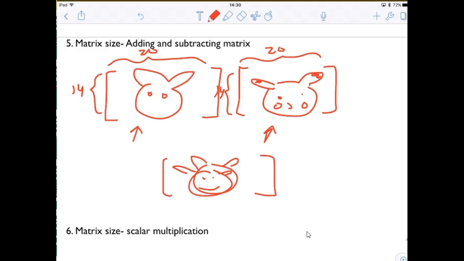And for example, they must have the same number of rows and the same number of columns. You can't turn it on its side or anything. So I can't have a 20 by 14 matrix and a 14 by 20 matrix because one of them is sideways. So you cannot add and subtract even if the rows and columns are reversed. Both of them need to be 20 by 14, for example.